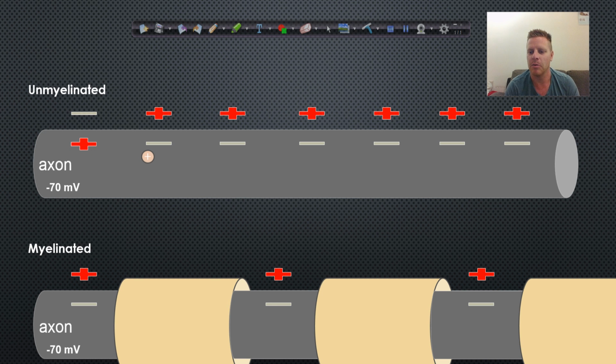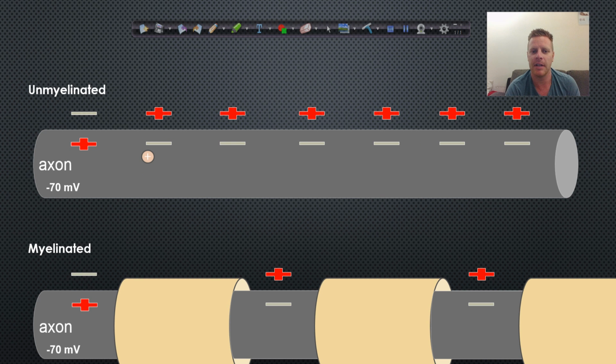And this would therefore trigger this neighboring region to become more positive. And so when that becomes more positive, we reach threshold and we trigger another action potential. And this occurs in both unmyelinated axons, as shown at the top, and myelinated axons, shown at the bottom.